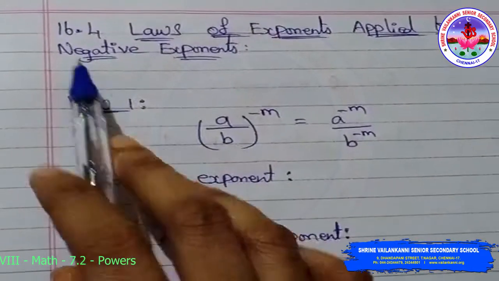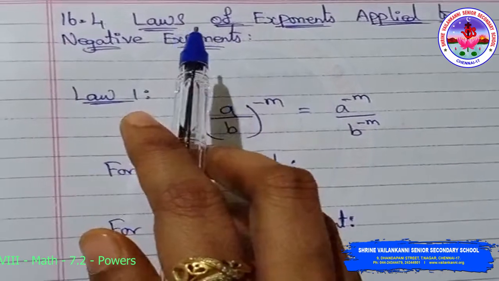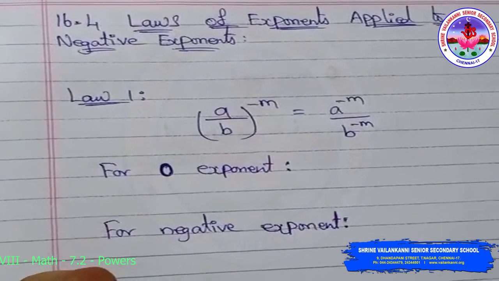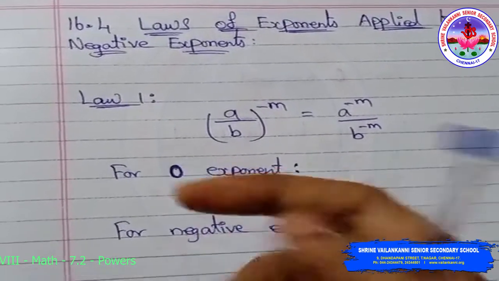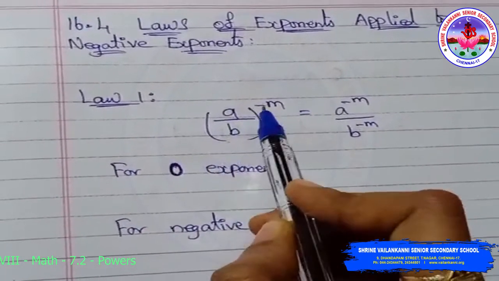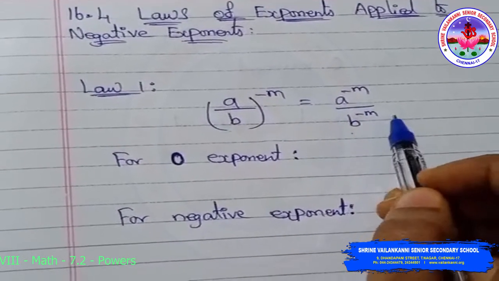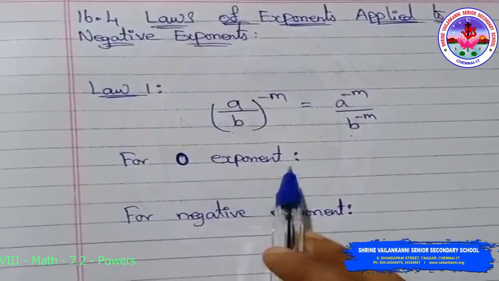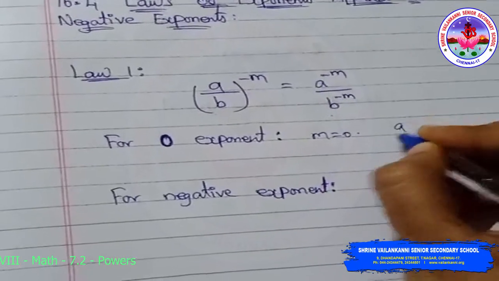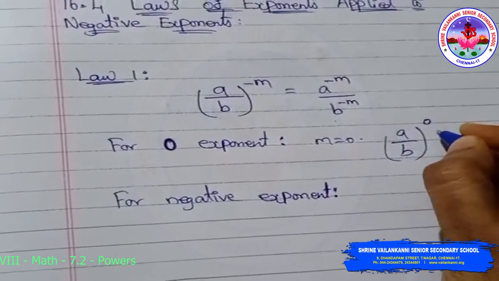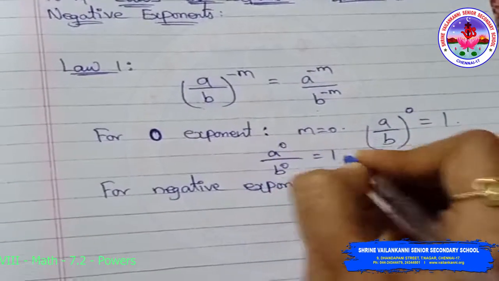The next topic is laws of exponent applied to negative exponents. The rules of multiplication and division that apply to positive exponents also apply to negative exponents as well as to zero exponent. Law 1. (a by b) whole power negative m is equal to a power negative m by b power negative m. For zero exponent, m is equal to 0. (a by b) whole power 0 is equal to 1. For a power 0 by b power 0 is equal to 1.